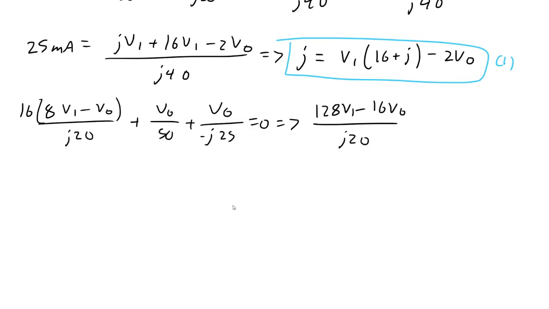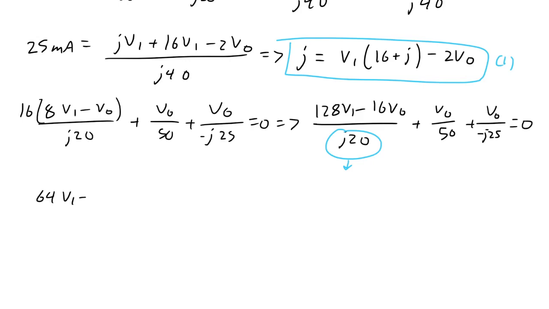Over J20 plus VO over 50 plus VO over J25 minus J25 equals 0. So if I take this whole thing, I'm going to divide everything on the top by 2 just so I can get this to be a little bit easier. So I'll make it not minus J10, but I want to make it J10. To do that, I'm just going to divide the top by 2, which we can do because they're all factors of 2.